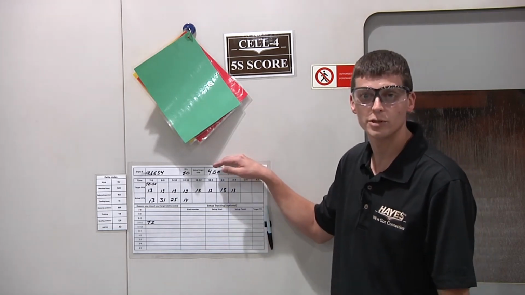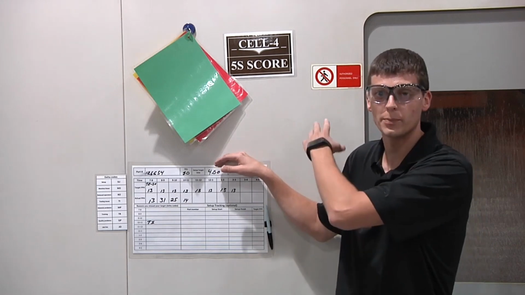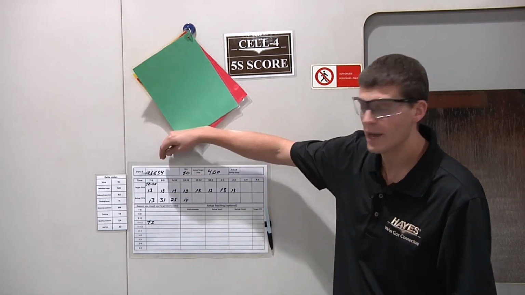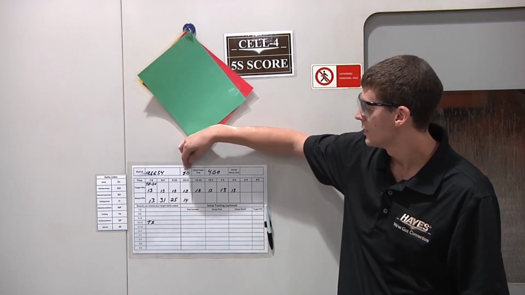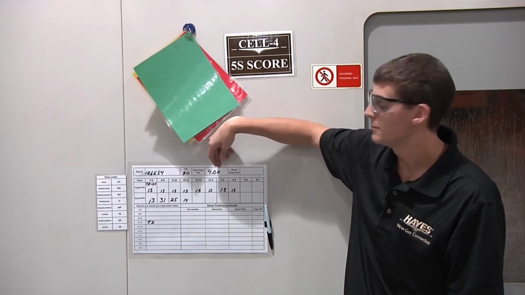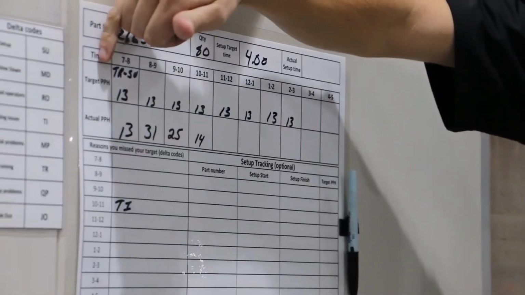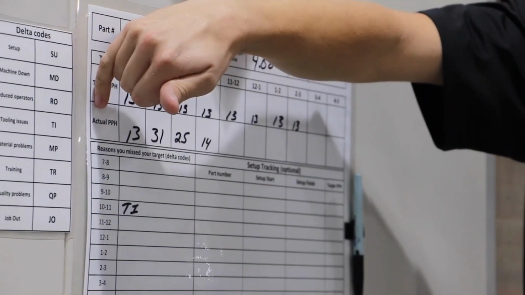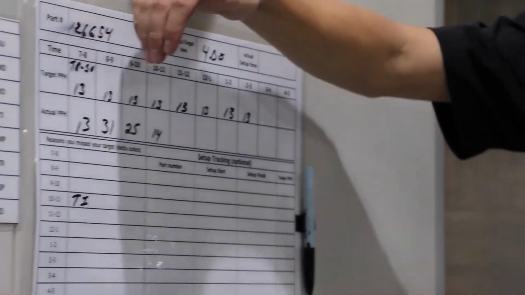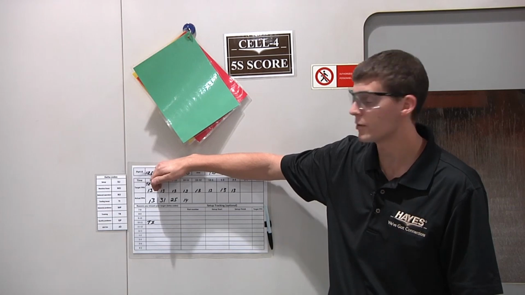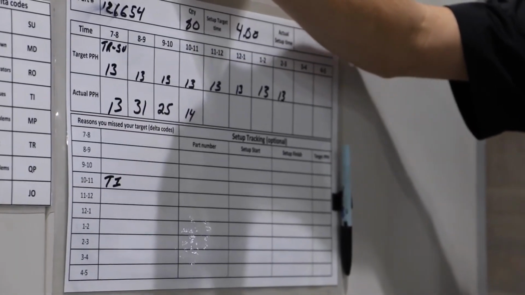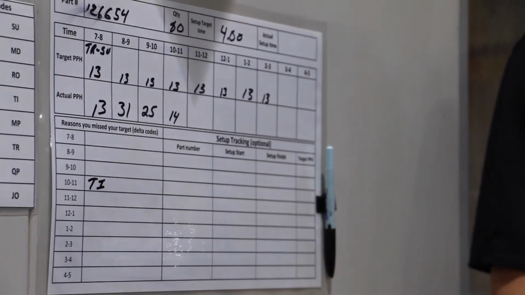These are our production boards that relate back to the production board that's in the office. So this is at cell 4. What you have here is the part number they're running, the quantity of the job, the setup target time, and then down here we have the target parts per hour with the actual parts per hour that they record on an hourly basis. So you can see here from this one, we were supposed to get 13 parts per hour, and in the first actual full hour of runtime we got 31 parts an hour. So that tells us that our estimate was wrong.